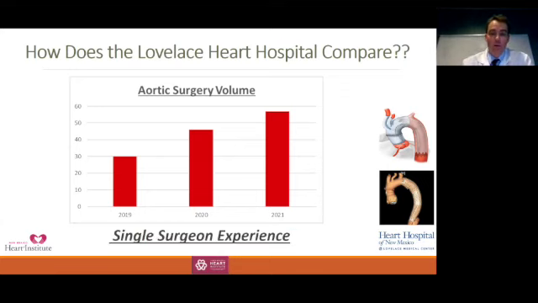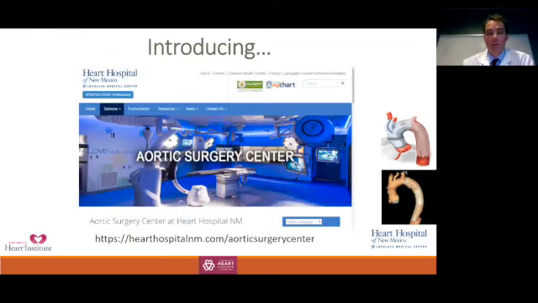And then one more further disclosure, this is just a single surgeon experience. So this was just me. And although I do a lot of aortic surgery, our group as a whole does a whole lot. And so I think this is a really important message that we're a busy aortic surgery center, and we're also a group that does a lot.